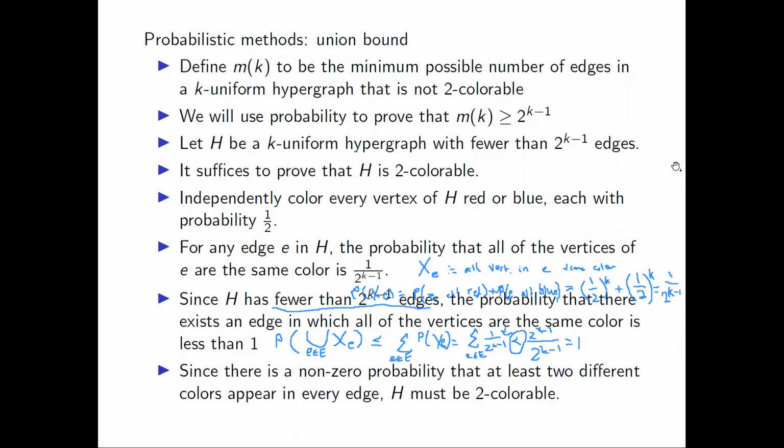probability. So since we just showed with non-zero probability, at least 2 different colors appear on every edge, that means that there must exist some 2 coloring of H in which at least 2 different colors appear on every edge. And that implies, by definition, that H is 2 colorable. So notice we didn't find the 2 coloring. All we did is show that it must exist, just using probability.